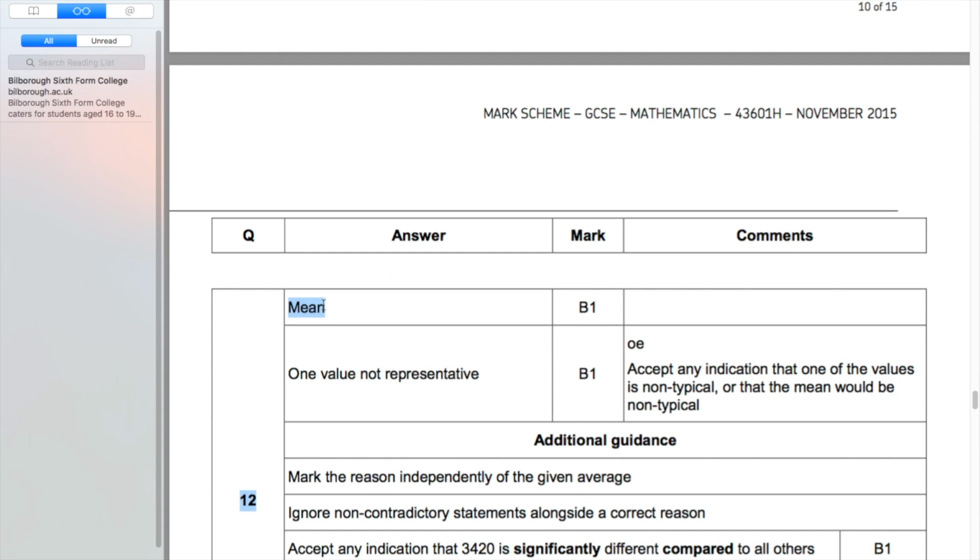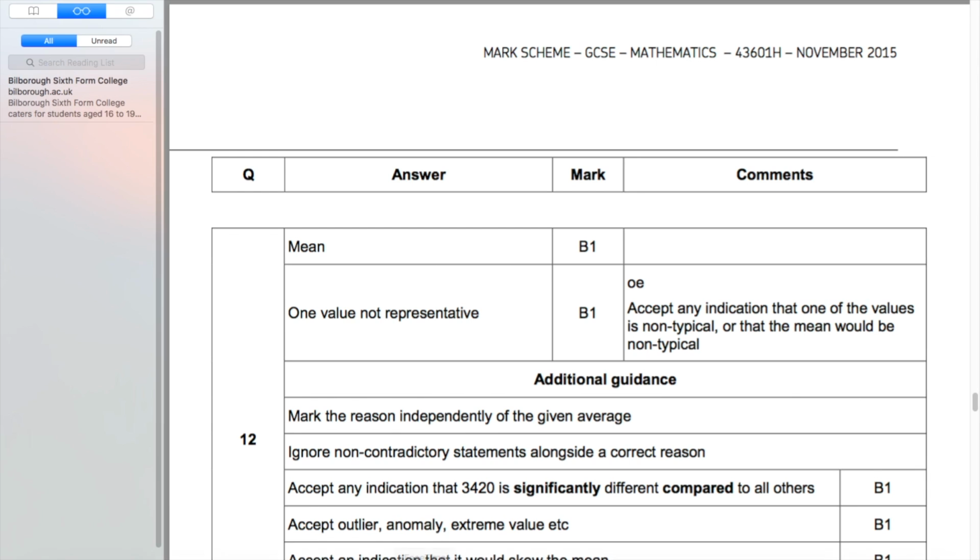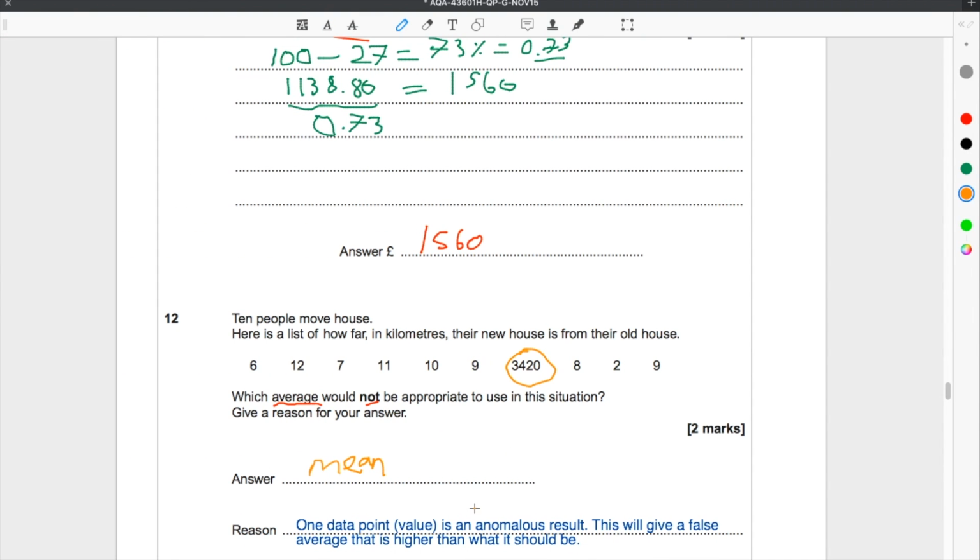Yeah, mean, so that's one mark, one value not representative. So that's what we've said. Any indication that one of the values is not typical. So that's exactly what we've said. One data point is an anomalous result. This will give a false average that is higher than what it should be. So there we go.